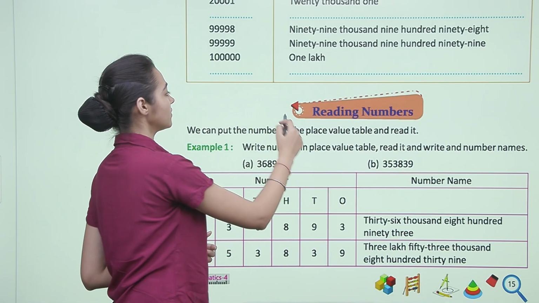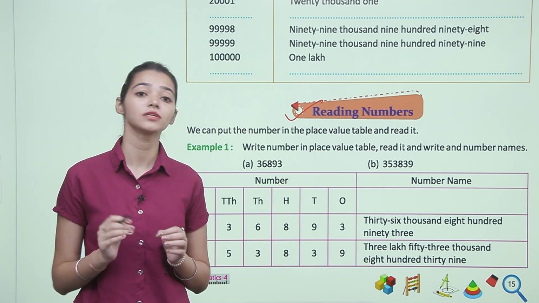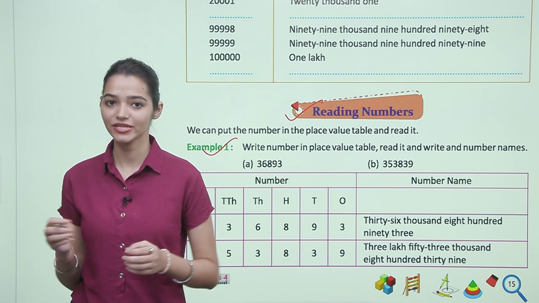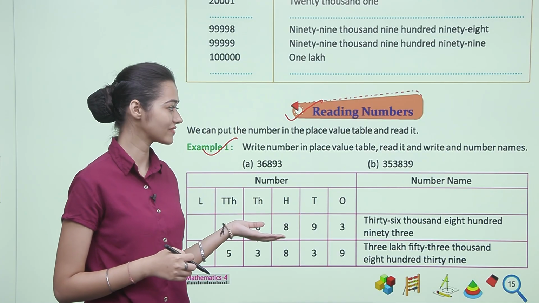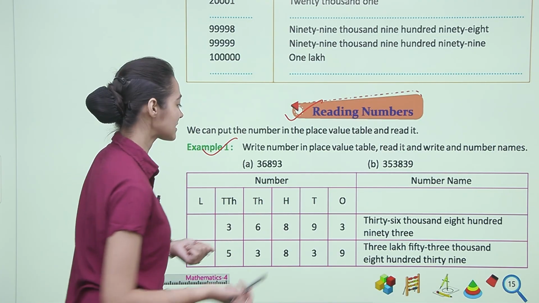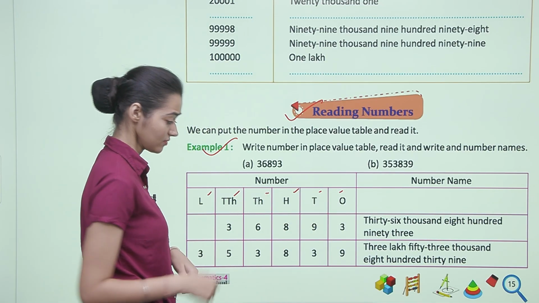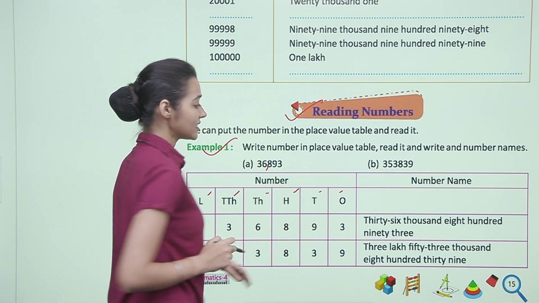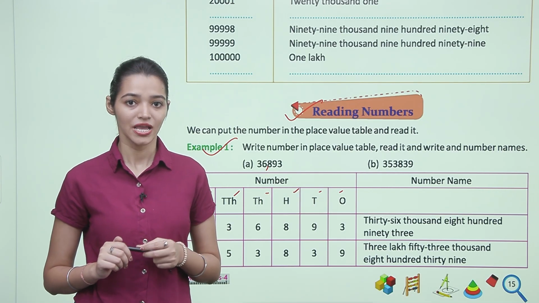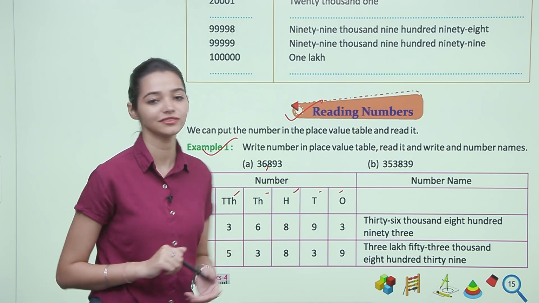Now let's start with reading numbers. How can we read numbers? For this we have to put the numbers in the place value table and read them. Let's understand it better with the help of an example. We have to write these numbers in the place value chart and then read them and write the number names. We have placed them in the place value chart with ones, tens, hundreds, thousands, ten thousands, lakh. So the first number can be read as 36,893 and the next number can be read as 3,53,839.